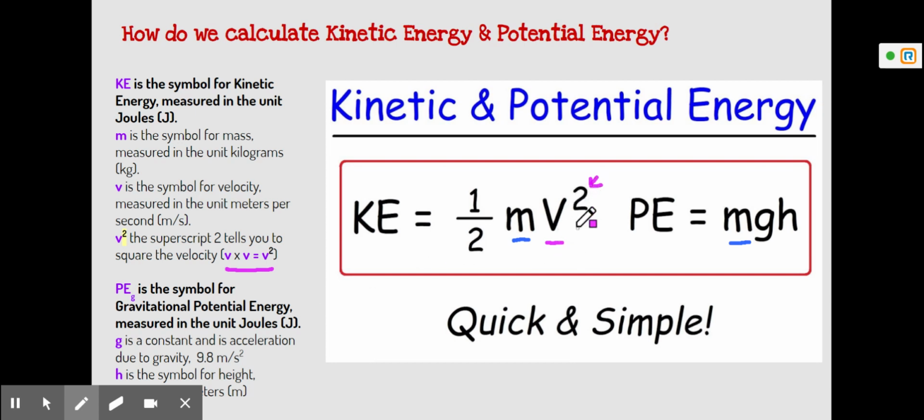So it's important to note that velocity or speed must be squared before multiplying times mass. After you square the velocity, multiply times mass. When you get that number, then multiply times 1/2 or divide by 2 to get the value for kinetic energy.